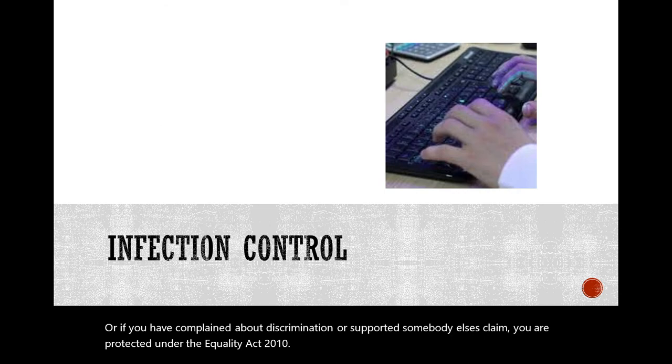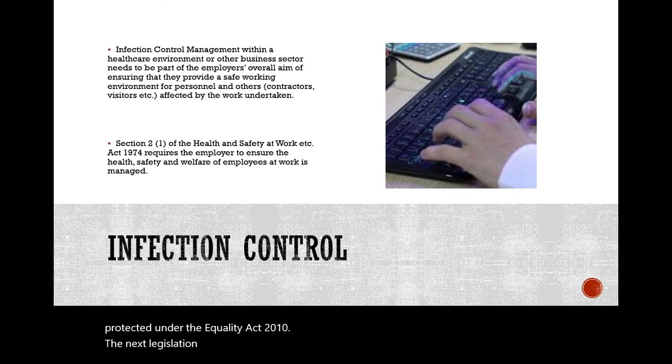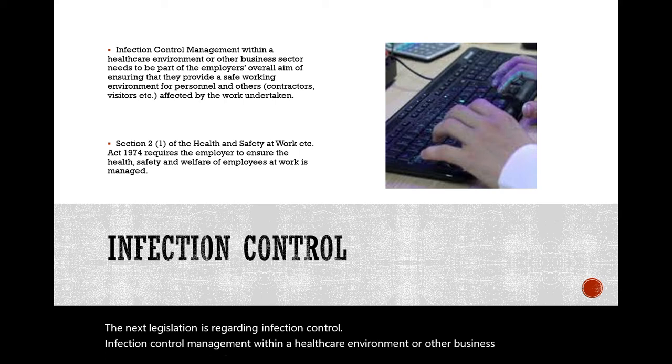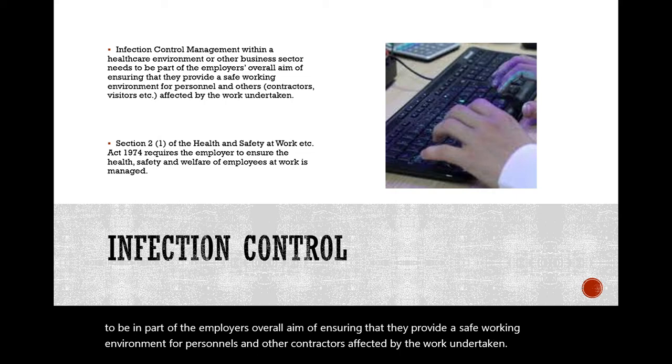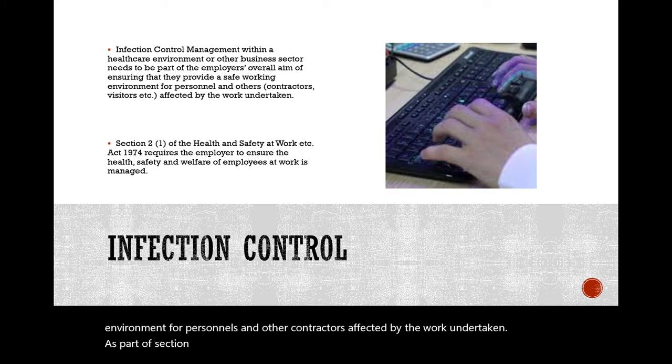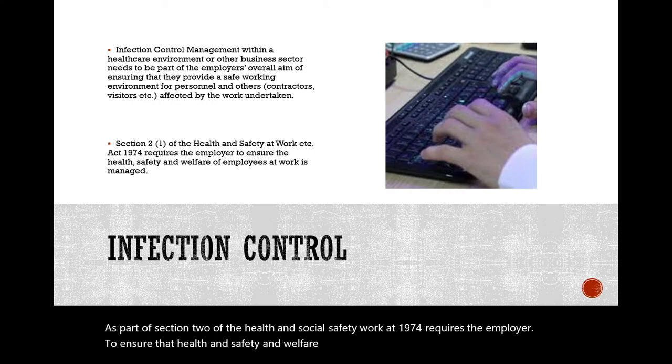The next legislation is regarding infection control. Infection control management within a healthcare environment or other business sectors needs to be a part of the employer's overall aim of ensuring that they provide a safe working environment for personnel and other contractors affected by the work undertaken. Section 2 of the Health and Safety at Work Act 1974 requires the employer to ensure that the health, safety and welfare of employees at work is managed.